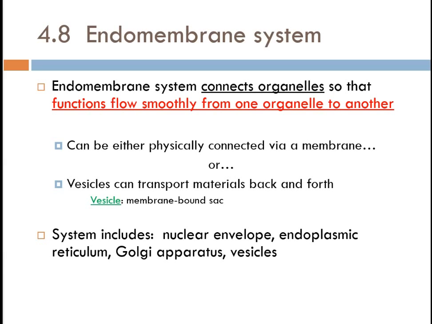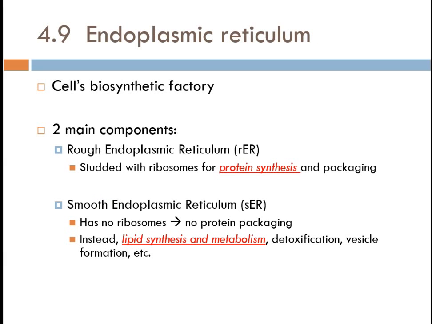The endomembrane system, there's actually two of them, and basically there's a rough ER and a smooth ER. What they are designed to do is have functions flow from one organelle into the other, and they help with the regulation of making proteins. So the endoplasmic reticulum, there's two of them. There's the rough ER, and it's called rough because there's ribosomes all over it. And it's designed for protein synthesis.